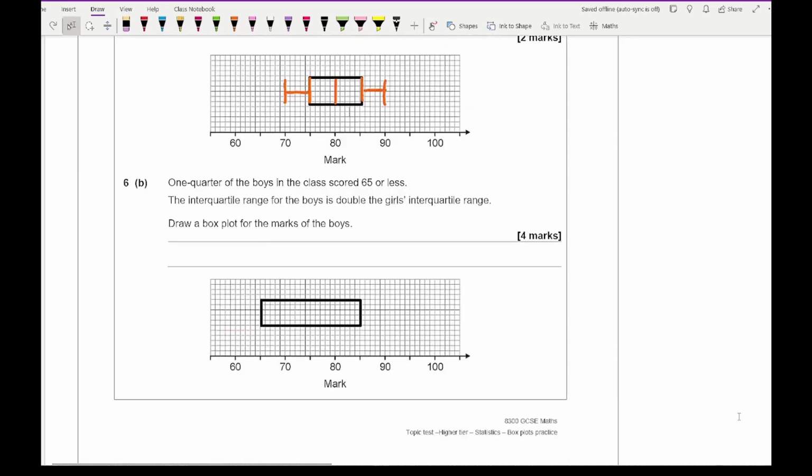Now for question 6b, it then says 1/4 of the boys in the class scored less than 65. So that's basically telling us that the lower quartile is at 65, which is what we've marked here.